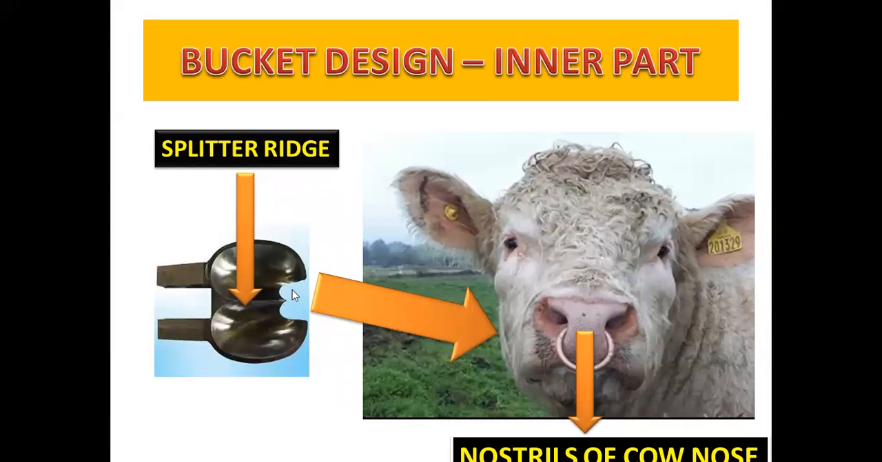Pelton is the inventor of this Pelton turbine. He modeled and designed the bucket like this. This design is very, very important: splitter ridge and nostrils of a cow's nose. Like this, he modeled, designed, and manufactured the buckets, and fitted a number of buckets over the runner.